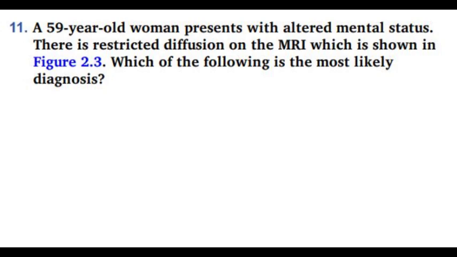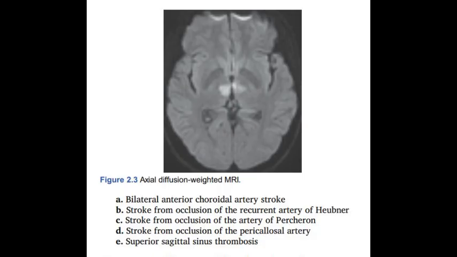We have question 11. A 59-year-old woman presents with altered mental status. There is restricted diffusion on the MRI, which is shown in figure 2.3. Which of the following is the most likely diagnosis? Now, here's our MRI. The options include: A. Bilateral anterior choroidal artery stroke. B. Stroke from occlusion of the recurrent artery of Heubner. C. Stroke from occlusion of the artery of Percheron. D. Stroke from occlusion of the pericallosal artery. And E. Superior sagittal sinus thrombosis.